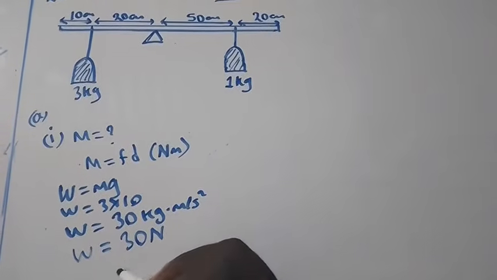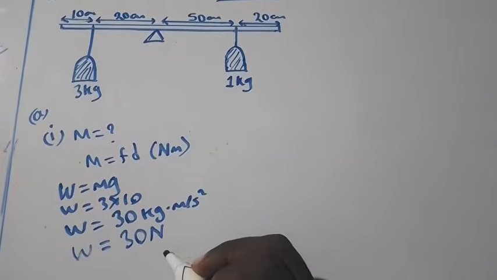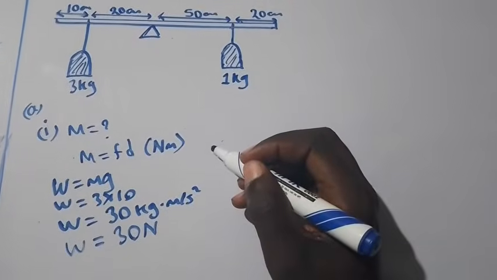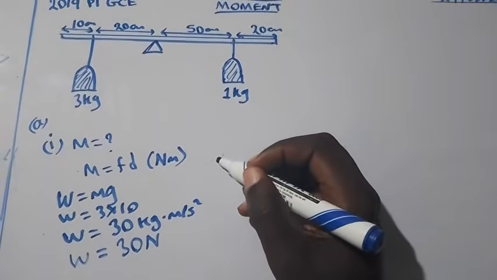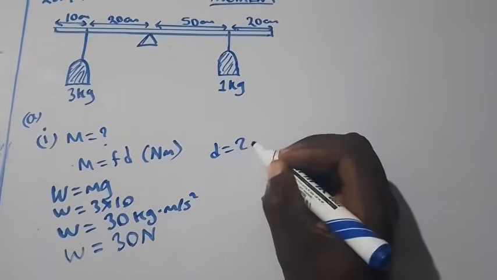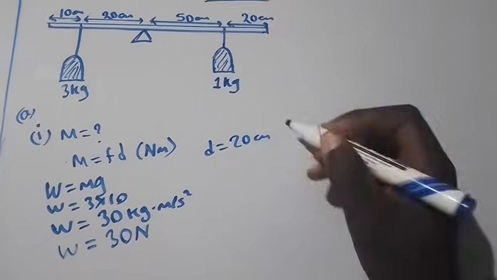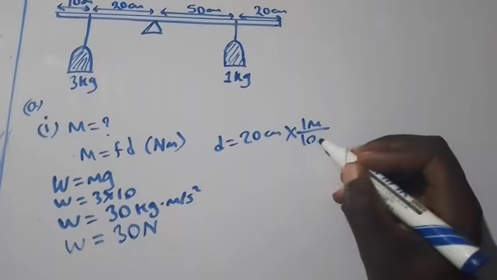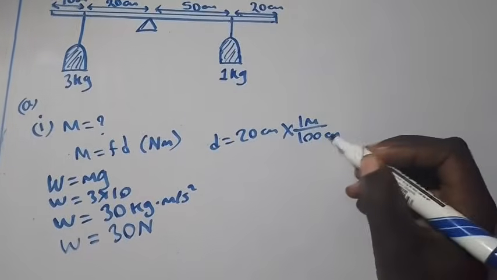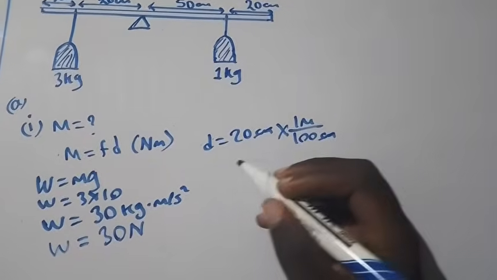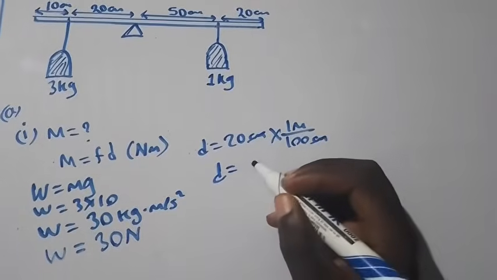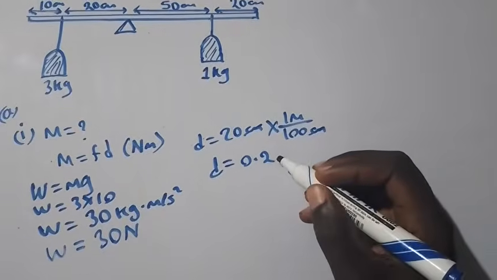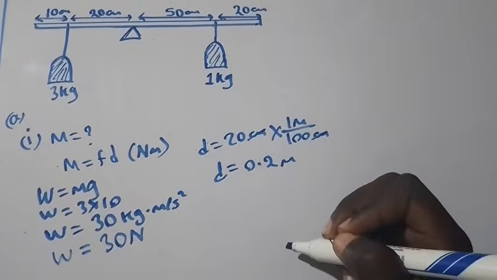So after converting mass into newtons, we have to convert now distance into meters also. So we have distance which is equal to 20 centimeters. So we will say 1 meter is equivalent to 100 centimeters. So our distance will be equal to 0.2 meters.